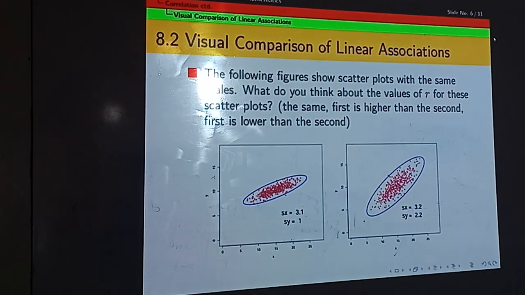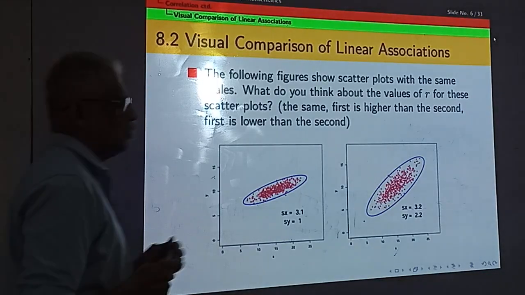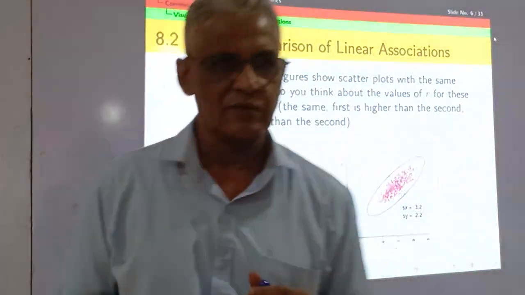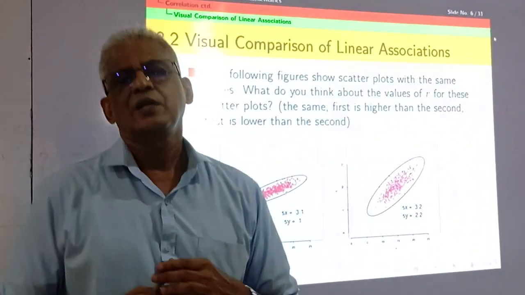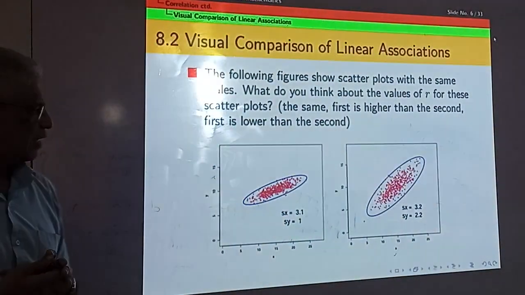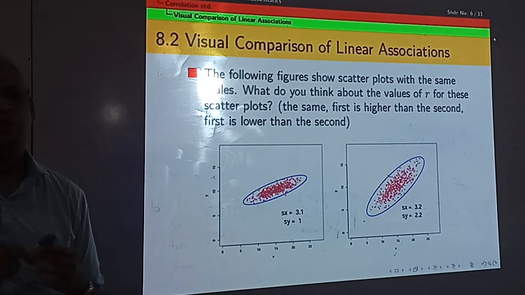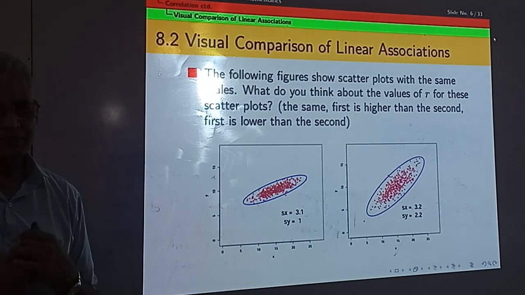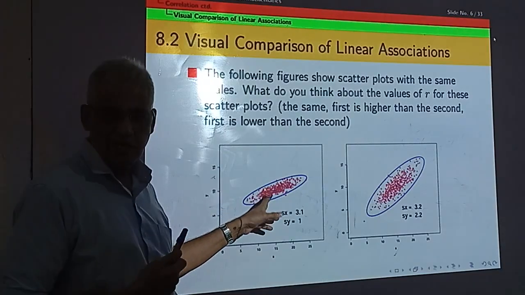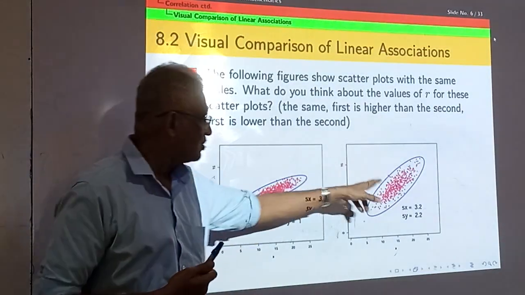What do you think about R, the correlation? Not the value of R I am talking about. As you visually look at it, do you think they have the same strength of correlation, or is one stronger than the other? The first one is strong. Yeah, it looks like this one is stronger than this one.